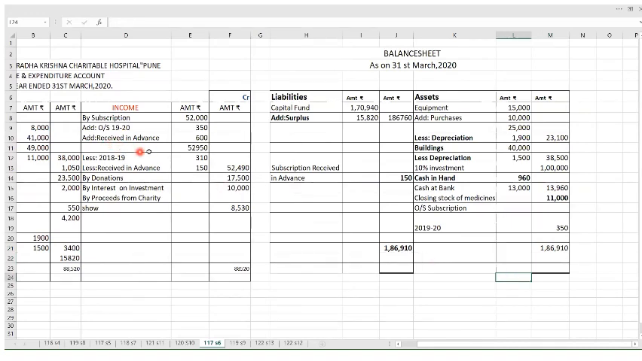See, we're going to revise again the subscription. In subscription, we have to add the current year's outstanding as well as previous year's received in advance. We have to add in current year. After that, we have to deduct the last year outstanding as well as the amount of the advance received for next year, that we have to deduct. And the current year outstanding's effect should be given to the balance sheet asset side, and the advance received for the next year should be given to the liability side.